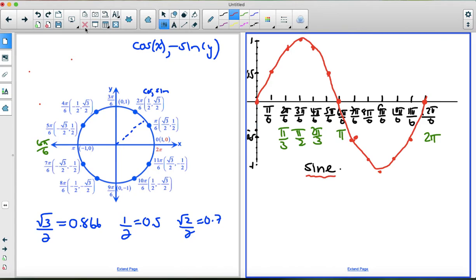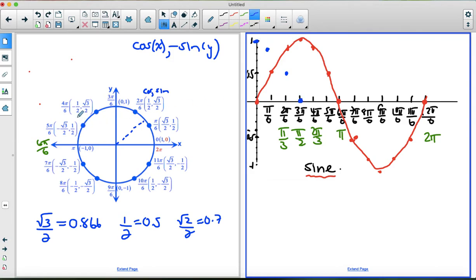Now let's do the same thing, but this time with the cosine. So in cosine, I'm going to choose blue. And I'm going to start by looking at the x's. So at 0, it's 1. At pi over 6, it's root 3 over 2. So that's going to be right around here. At 2 pi over 6, it's a half. So I'm going right here. And at 3 pi over 6, we're back to the 0.